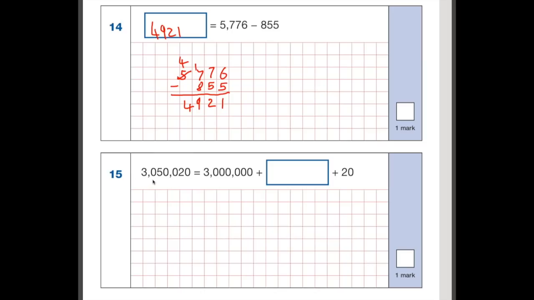Number 15 is an example of partitioning. So we've got 3,050,020. So we've got 3 million and we've got our 20. The only thing we've not got is our 50,000. So make sure that that's written correctly, and that is the answer.